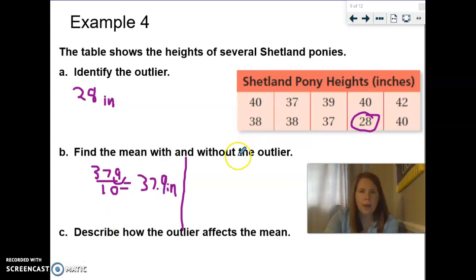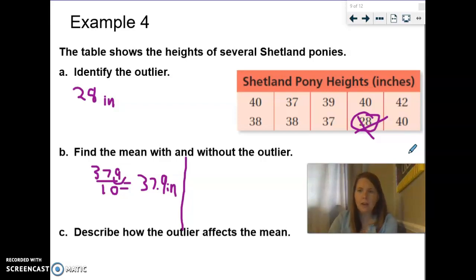Let's figure it out without the outlier. So what happens if I got rid of this pony? And I was like, you know what? He's too short. I don't want to add him in to the rest of the bunch. You're kind of almost including him, but in a good way, because you're going to notice what's going to happen with this data when I don't have the outlier in there.